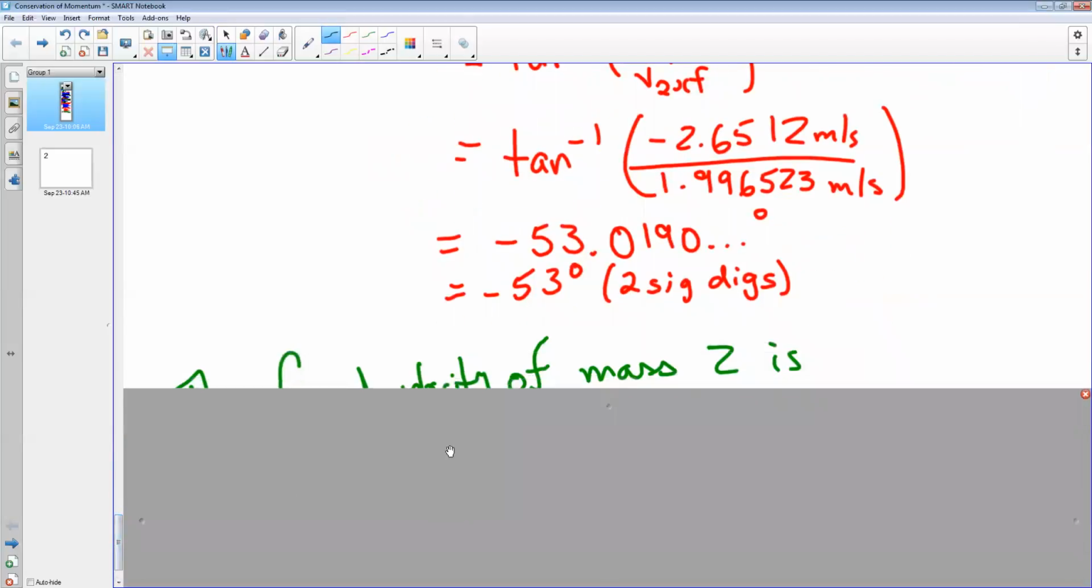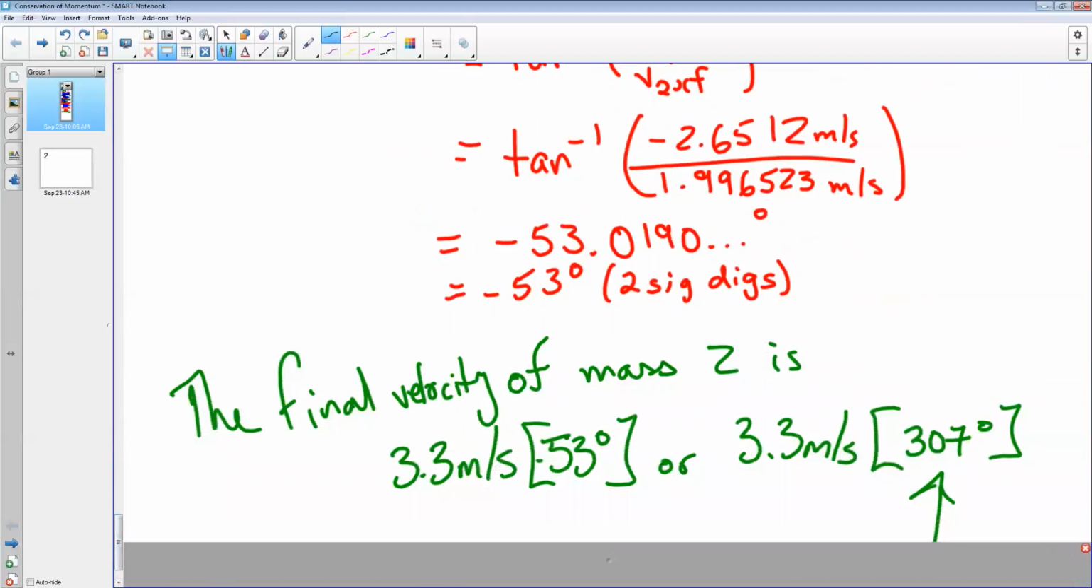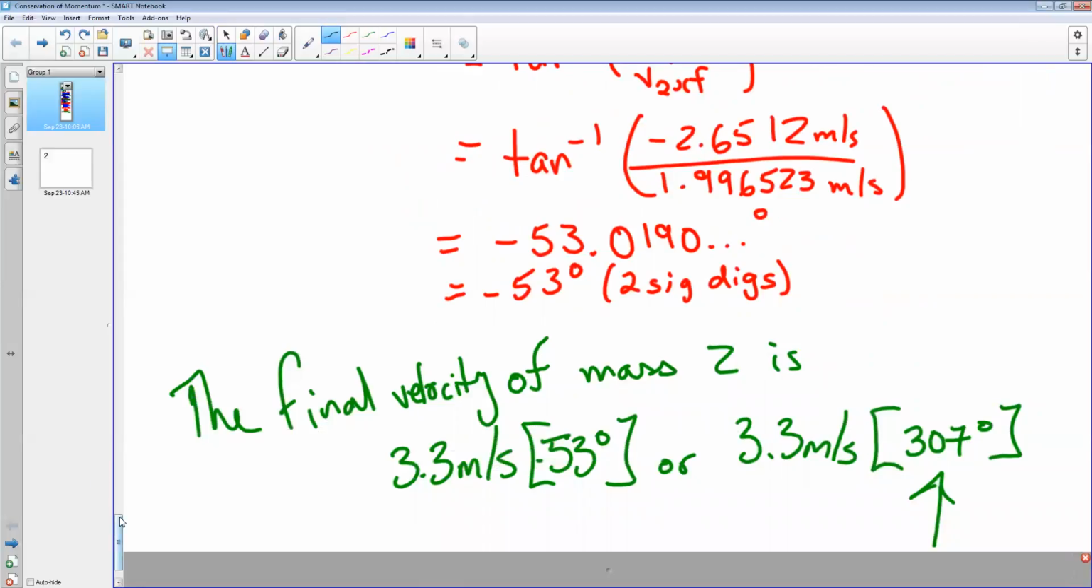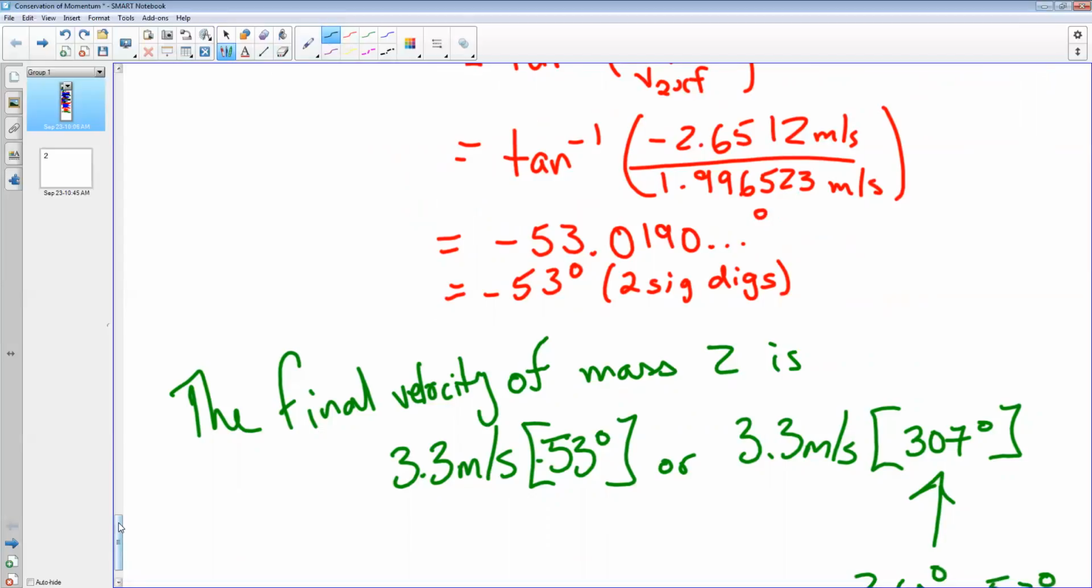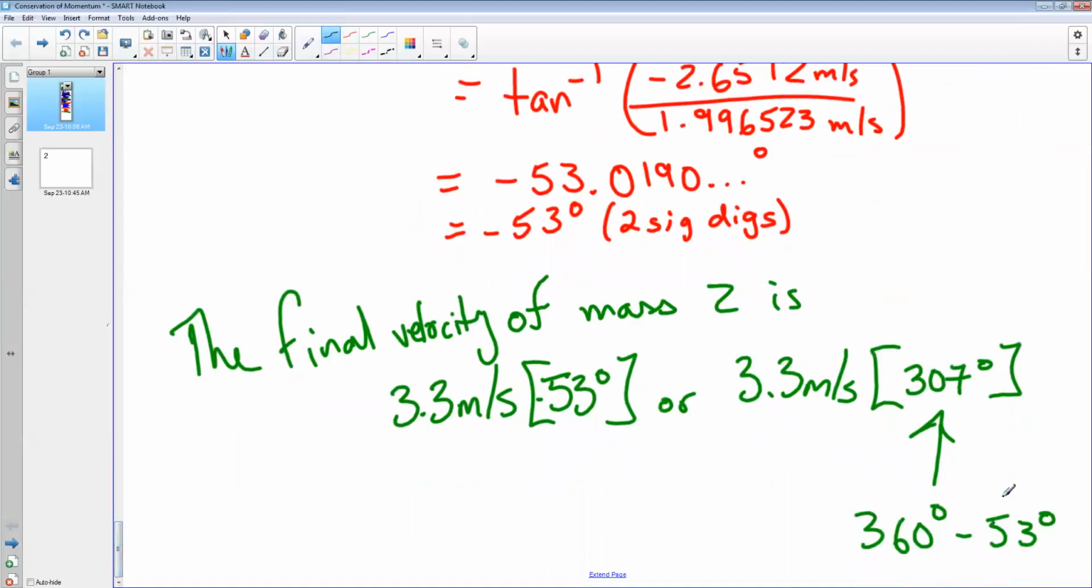Now we sum it all up into a paraphrase to help us understand what we just did. The final velocity of mass 2 is 3.3 meters per second, and it's at an angle of negative 53 degrees. Some people don't like to see negative 53 degrees, so they take one more step, put it on a 360 graph, and subtract 53 from 360, and you get 307. I'm okay with either.